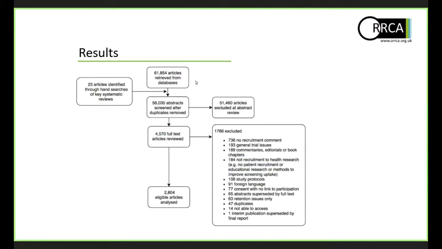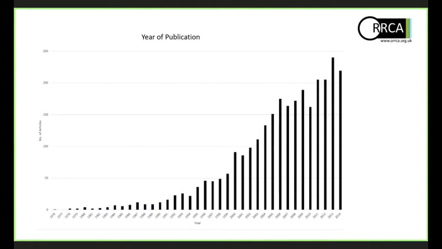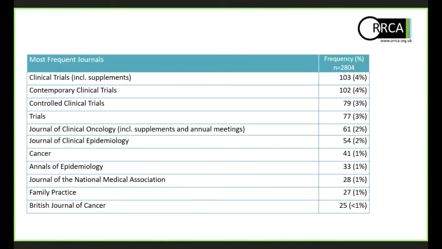If we look at the cohort, we can see that the articles included recruitment across all continents. So this is quite internationally relevant, but obviously a lot of the articles focused on recruitment within North America and Europe. As you would expect, publications increased dramatically over time, and the top journals for publishing recruitment research were very trial specific, although you can also see there were some cancer journals and epidemiology journals as well. But we included articles from a very broad range of journals, with the top one only covering 4% of the included articles.